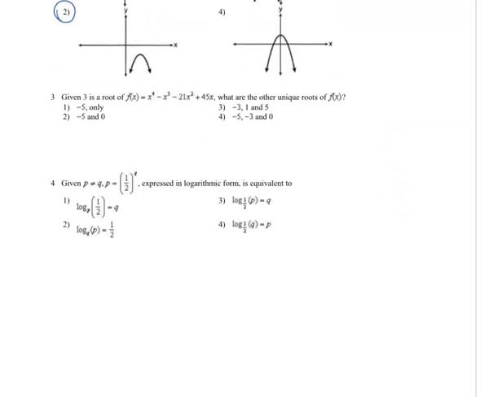Given 3 is a root, what are the other unique roots of f of x? Alright, so the first thing I'm noticing is that if I know 3 is a root, that means x minus 3 is a factor. So I can use synthetic division to break down this polynomial. Keep in mind there is a missing constant term in there that I'll have to take into account. Alright, so here we go.